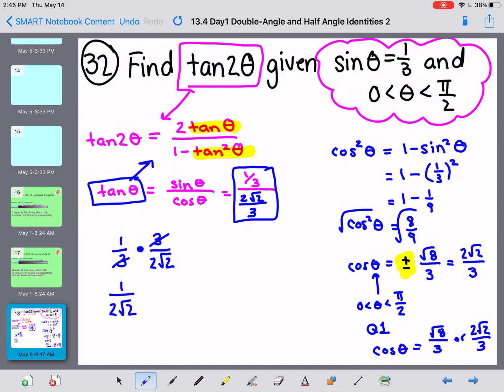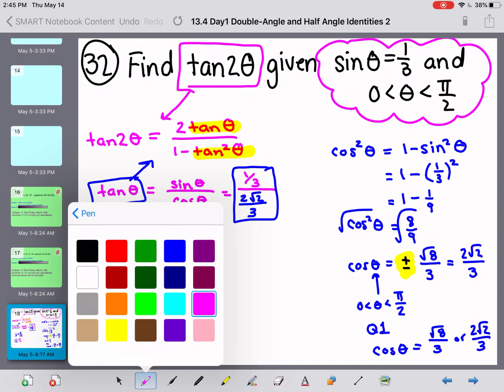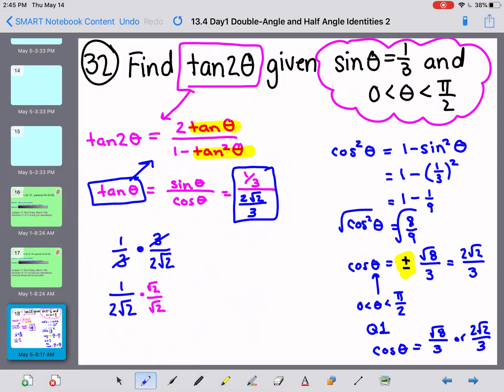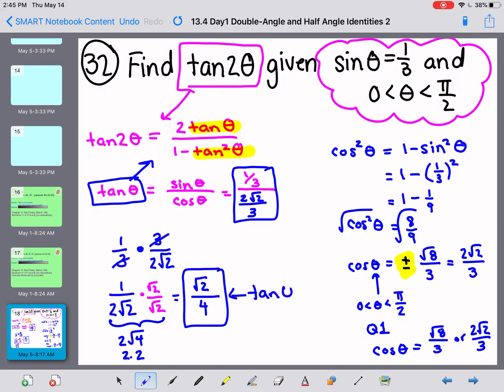I'm then going to rationalize this because you can't leave a radical in the denominator. So I'm going to multiply by √2/√2 to rationalize it. Again, if you had a √8 there, you'd be multiplying by √8/√8. You'll get the same simplified answer eventually. So that becomes √2 over, this would become 2 times √4, which is 2 times 2, so that's 4. So this is the final answer for what tangent of theta is.